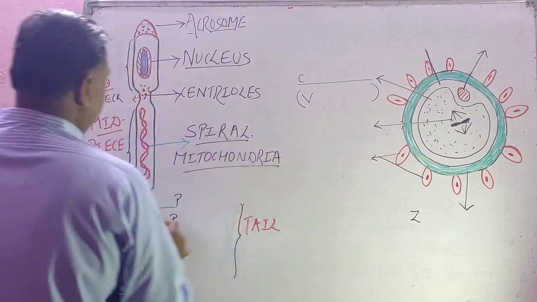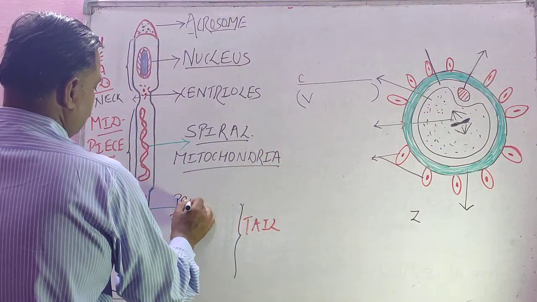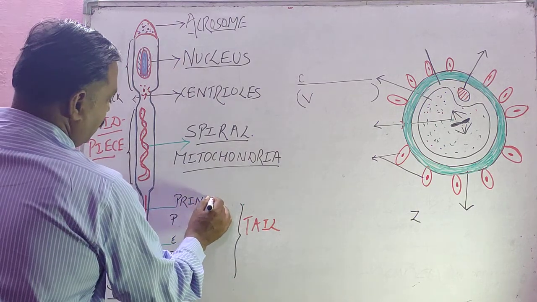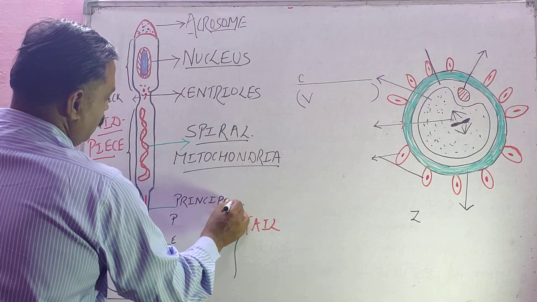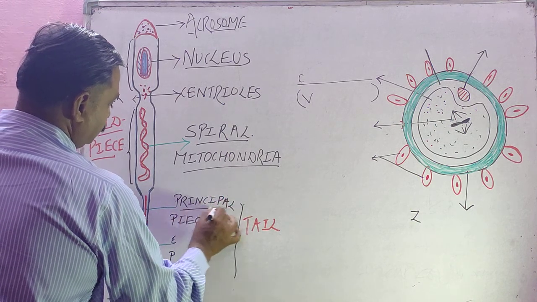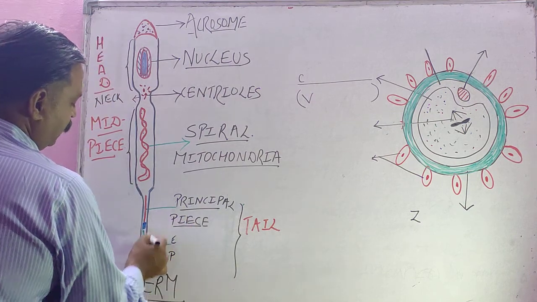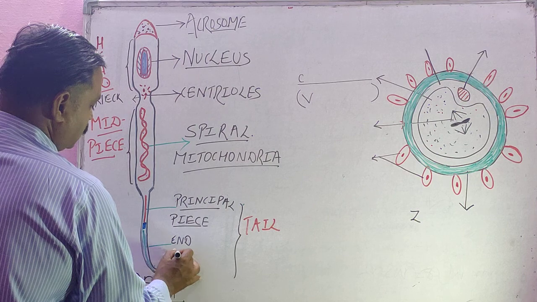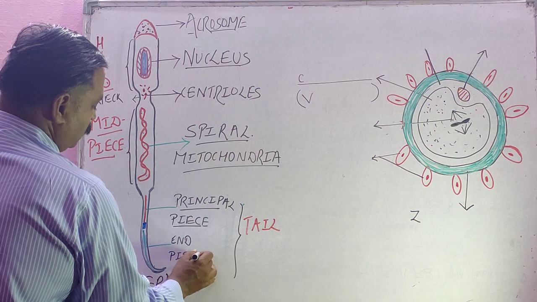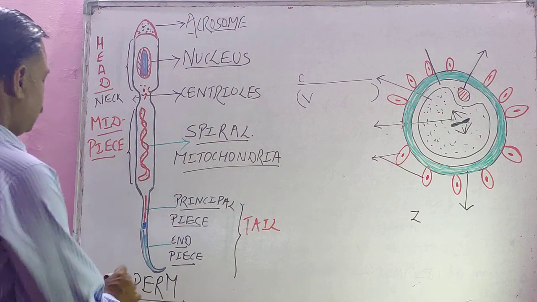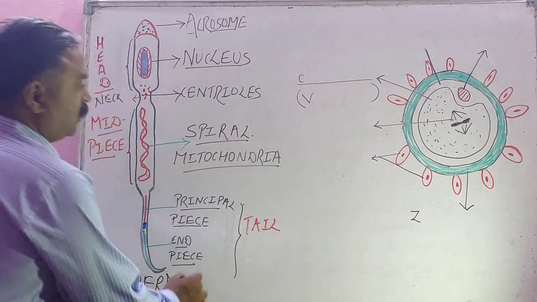This is the principal piece in the tail region. The first part you see, this red part, is the principal piece. And then the end part in the tail region is the end piece. So you are familiar with this structure. In basic class you have studied this structure of spermatozoa or sperm.